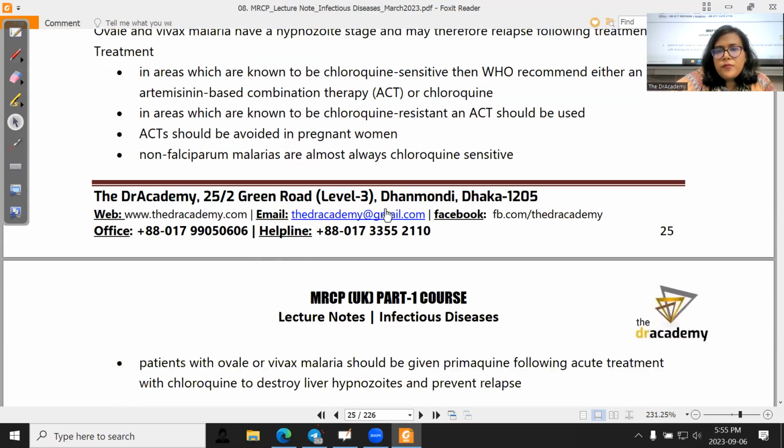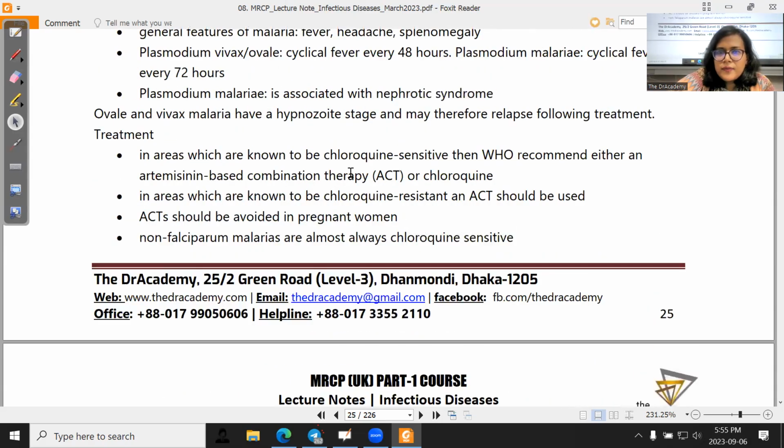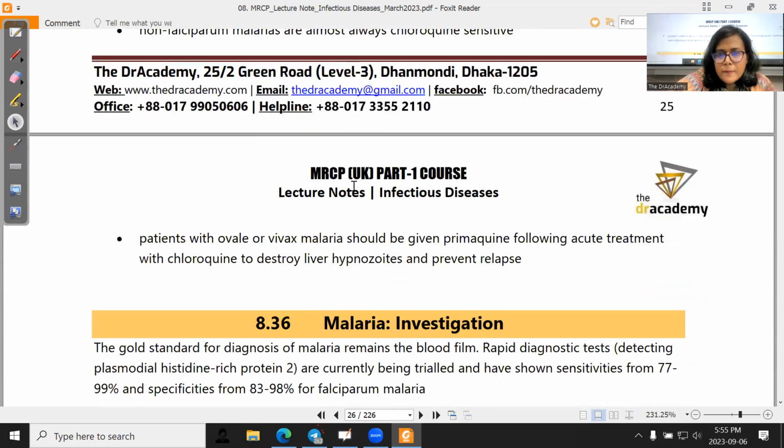So what's the treatment for pregnant women? Chloroquine can be given in pregnant women, okay? Patients with ovale or vivax malaria should be given primaquine following an acute treatment with chloroquine to destroy the liver hypnozoite. This is important, okay?